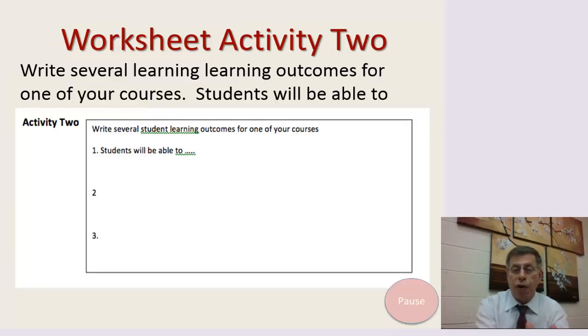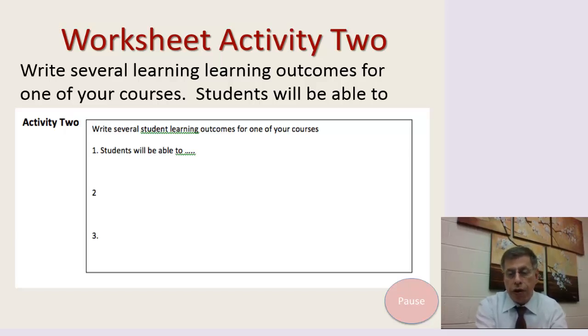Let's go back to our worksheet activities. What I want you to do is to think about one of your classes and then write several learning outcomes for it. Start it with "students will be able to" or "students will."